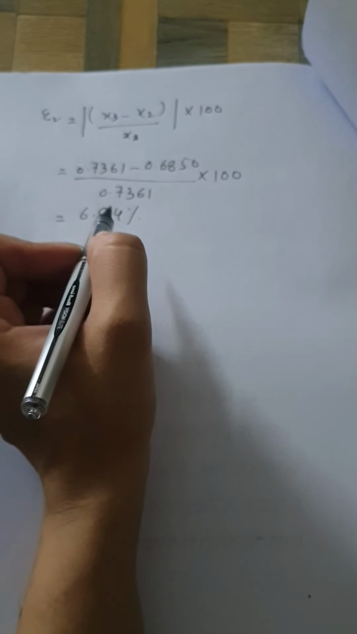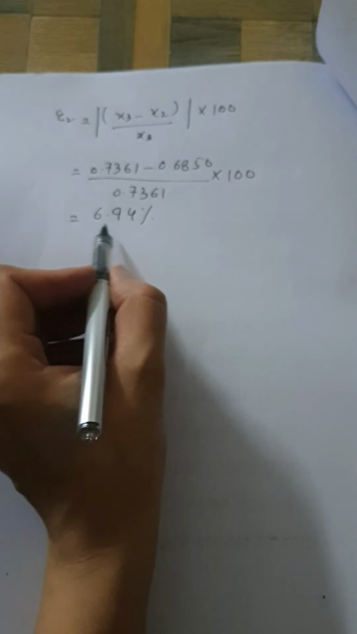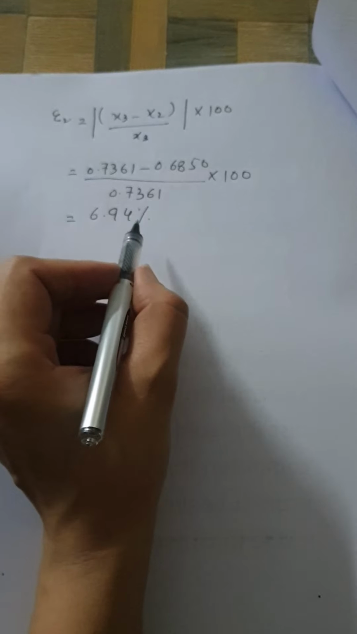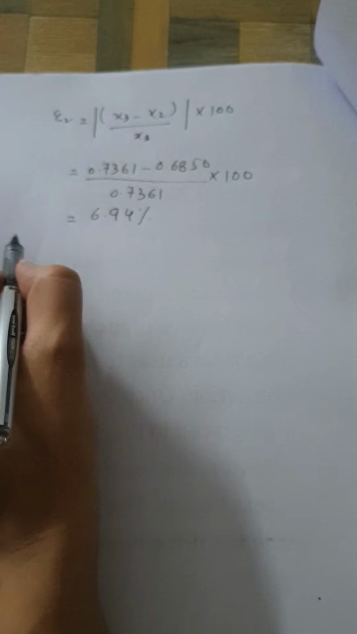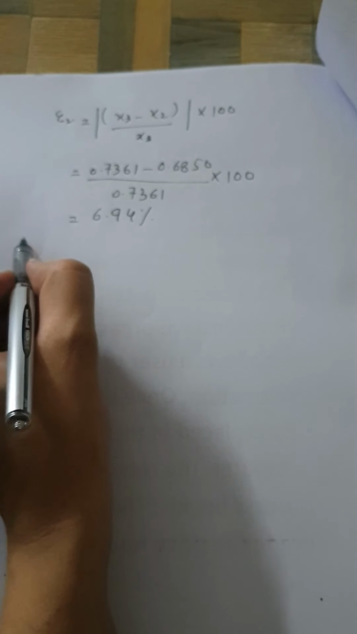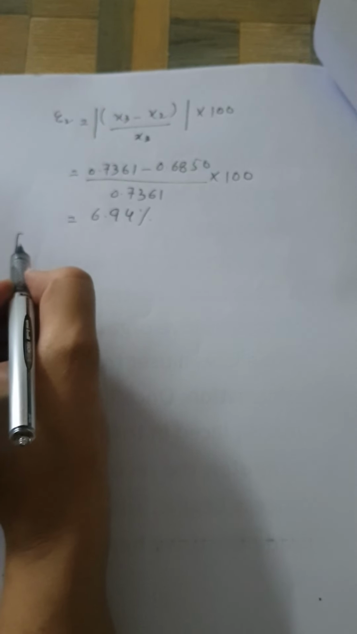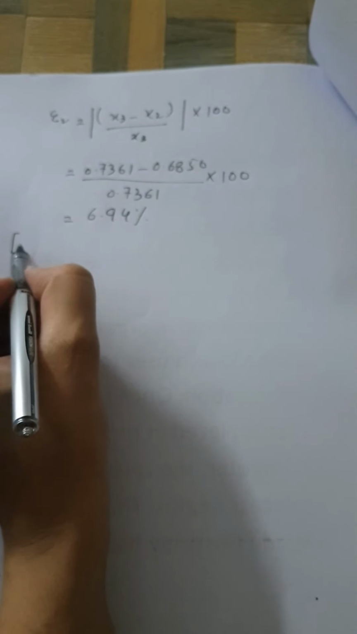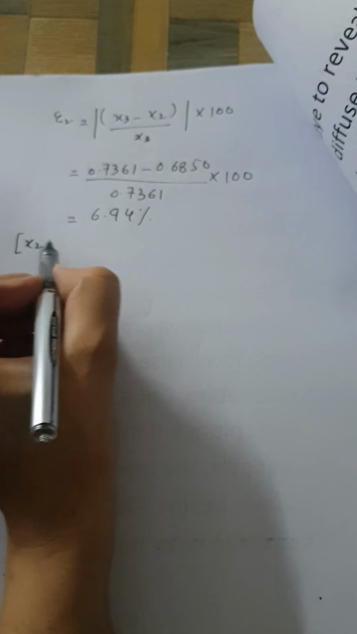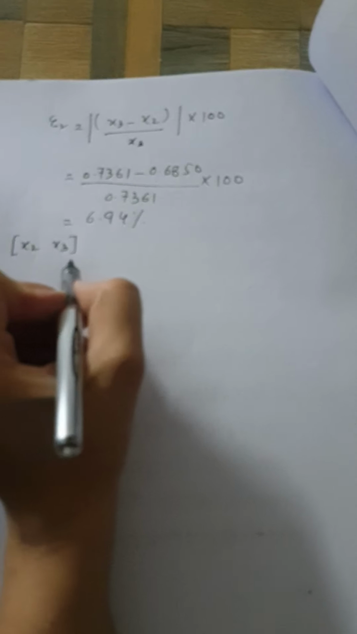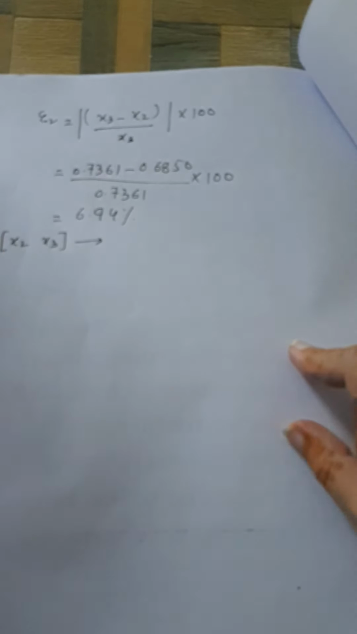That means starting with just one initial guess, you have approximated the root very closely, giving us an error of only about 6%. You can keep on continuing this process until you get your desired value of the error. The next updated interval should be x2 to x3, and by applying the same formula you can keep continuing the process.